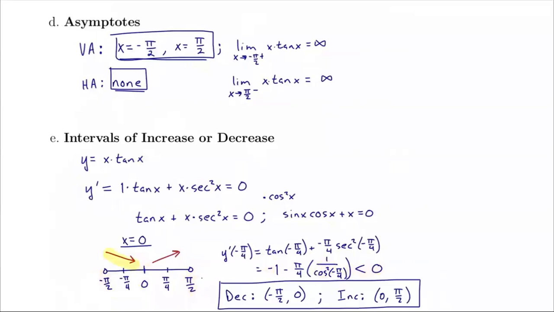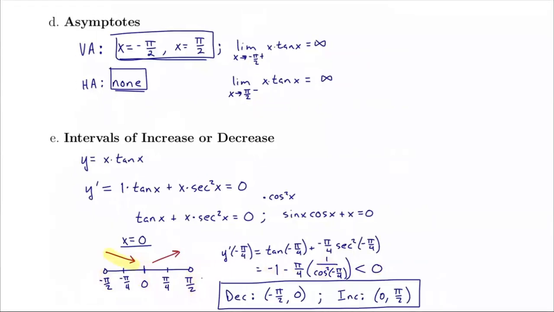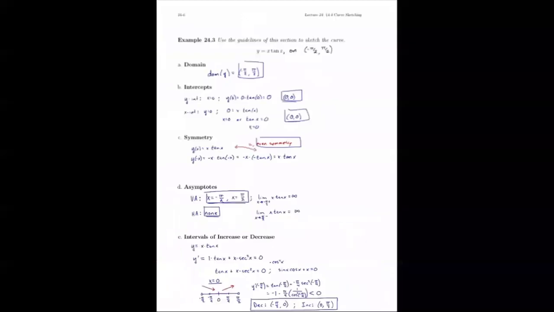Do the same thing for positive pi over 4. Y prime of positive pi over 4, you'll see you get a positive number out, so we know we're increasing here. So something else we know is we have a local minimum at x equals 0 because we switch from decreasing to increasing. Intervals of decrease, negative pi over 2 to 0, not including the endpoints. Increase, 0 to pi over 2, not including the endpoints.